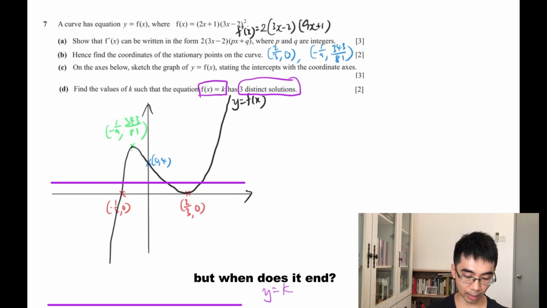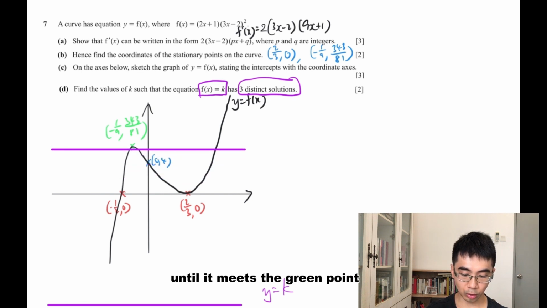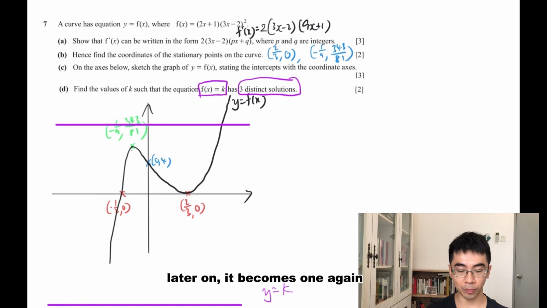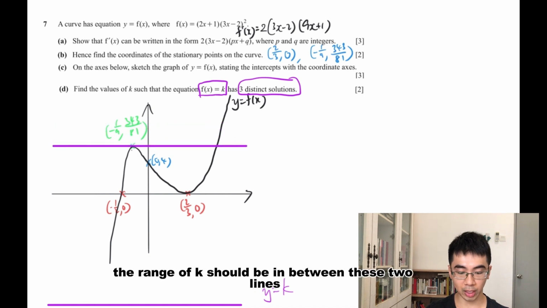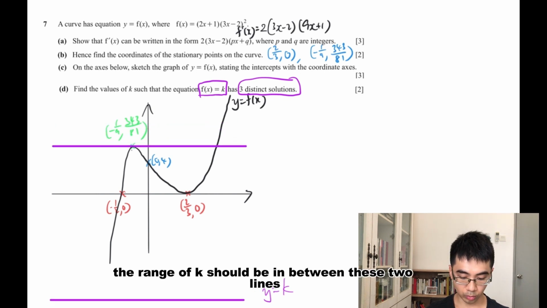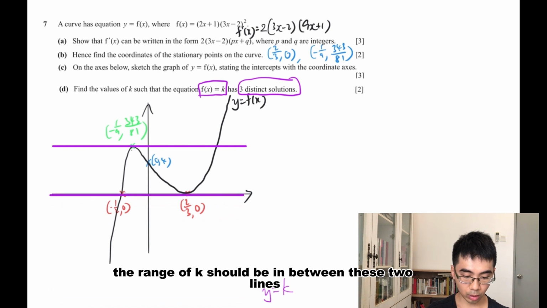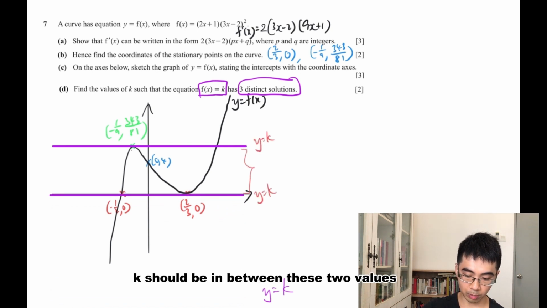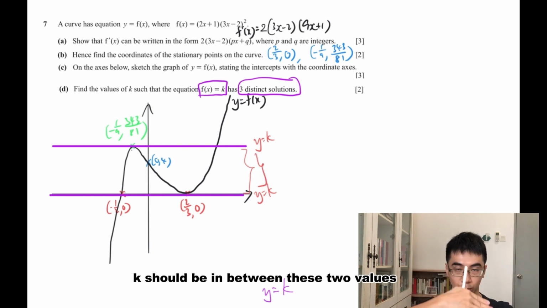But when does it end? When the k is going up again until it meets the green point, it will be having 2 distinct solutions, and then later on it becomes 1 again. So the range of k should be in between this and this. So we need to think about this range. K should be in between these 2 values.